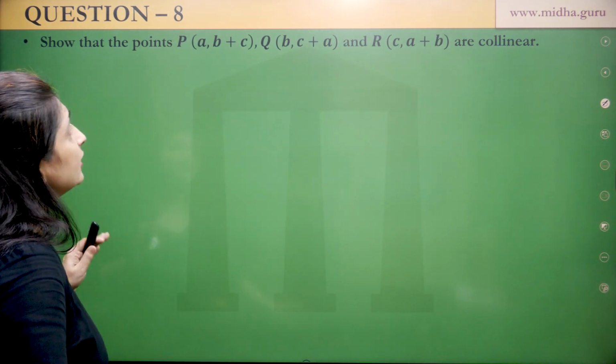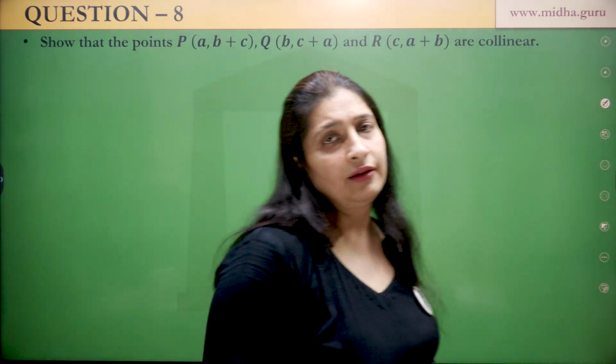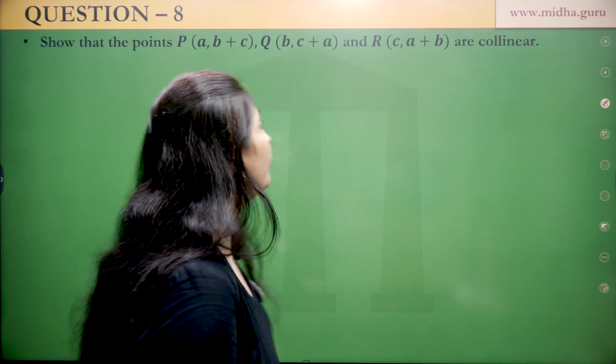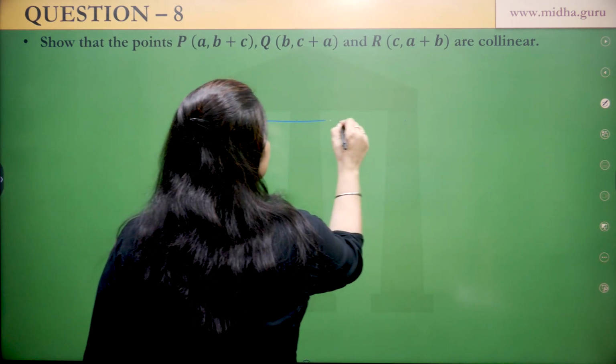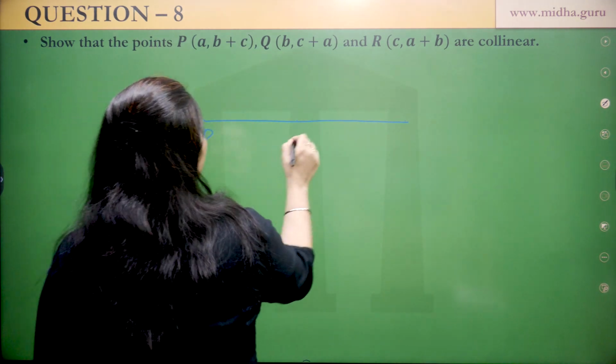Next question. Now, show that the points are collinear. What are collinear points? The collinear points are those points which lie on the same line. On the same line, P, Q and R.